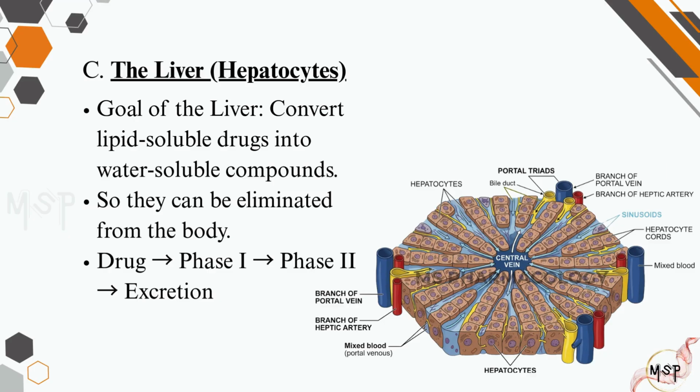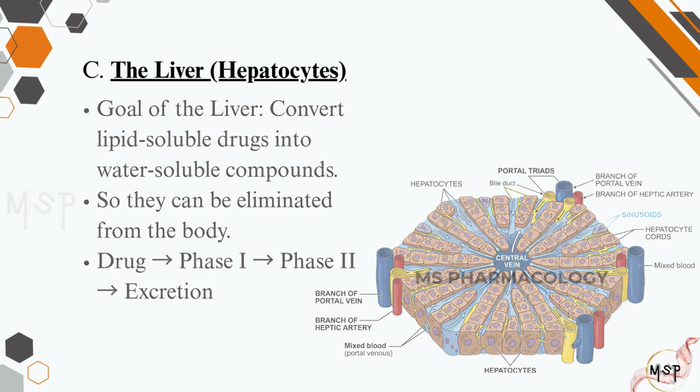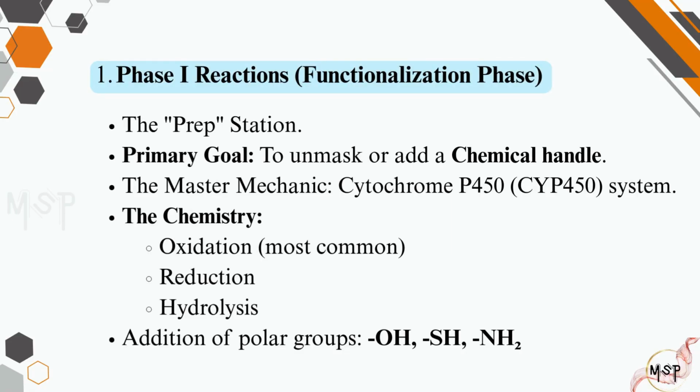To do this, it uses a sophisticated two-step assembly line: Phase 1 and Phase 2. Phase 1 is a functionalization phase. Most drugs enter the body as lipophilic, meaning they love fat and can easily slip through cell membranes. That's great for getting into the body, but a nightmare for getting out.